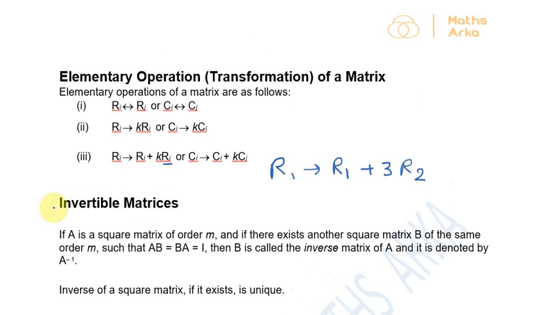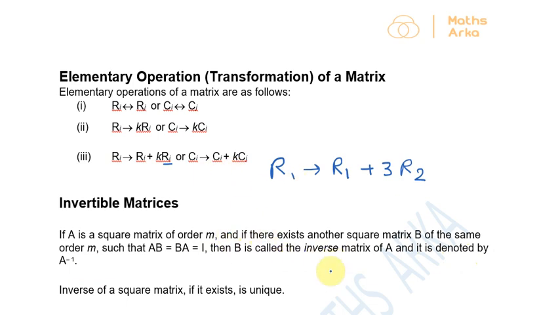Now, invertible matrices. If A is a square matrix of order m, and if there exists another square matrix B of the same order m, such that AB is equal to BA is equal to the identity matrix, then B is called the inverse matrix of A and denoted by A inverse. Let's try to understand what it says.